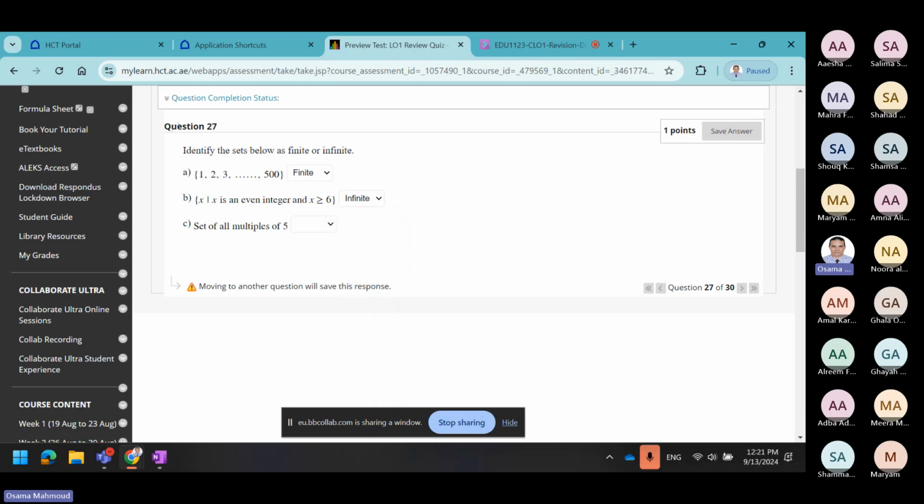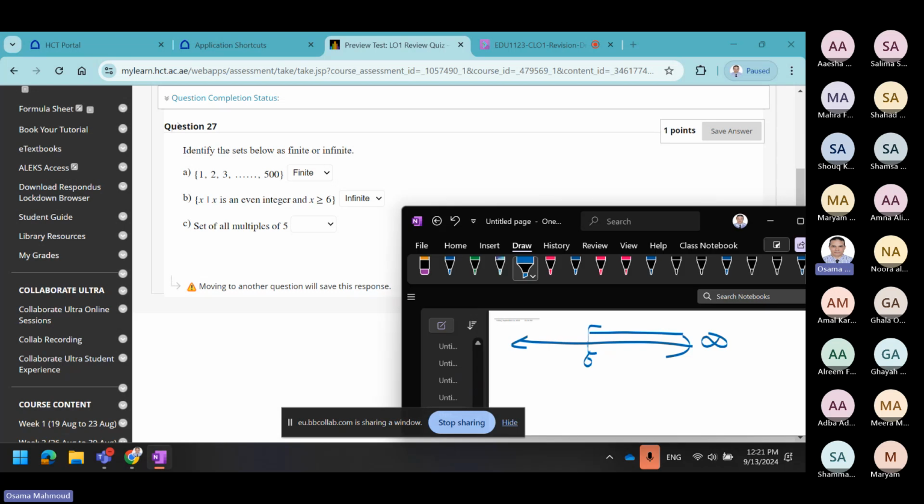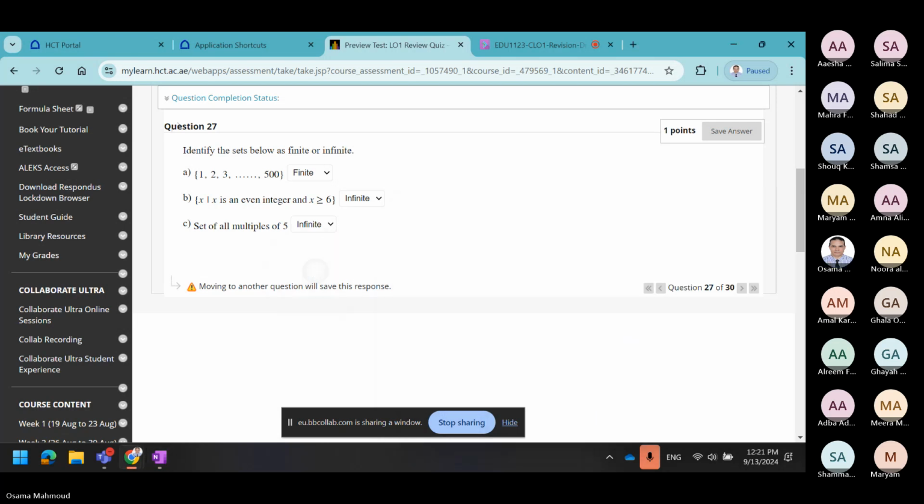Set of all multiples of 5. Multiples of 5, sorry, I'm sorry, multiples of 5 are 5, 10, 15, 20, etc. So you have an infinite number of multiples, okay? But the number of students in all HCT campuses is still finite, right?